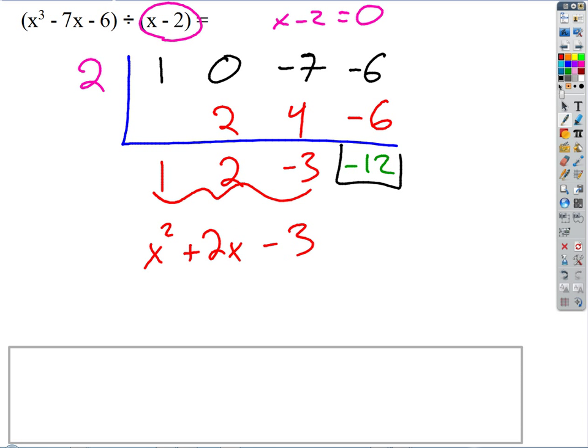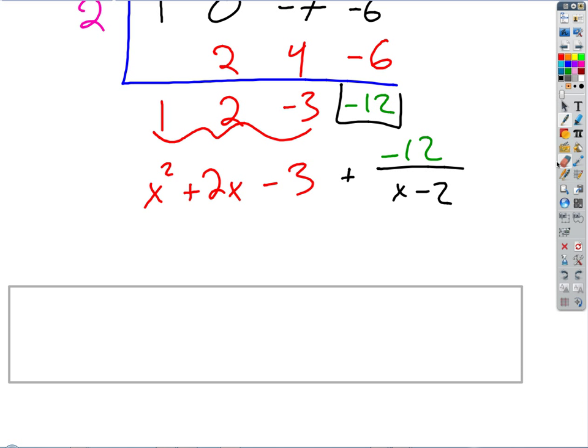And then plus -12. Exactly. Plus -12 over my original denominator, x minus 2. Okay? Make sense? Yes, sir. One thing we could do is just put minus 12 over x minus 2. Putting plus and negative is a little bit pokey, right? We could write that instead. See what I'm saying? We could just do this.